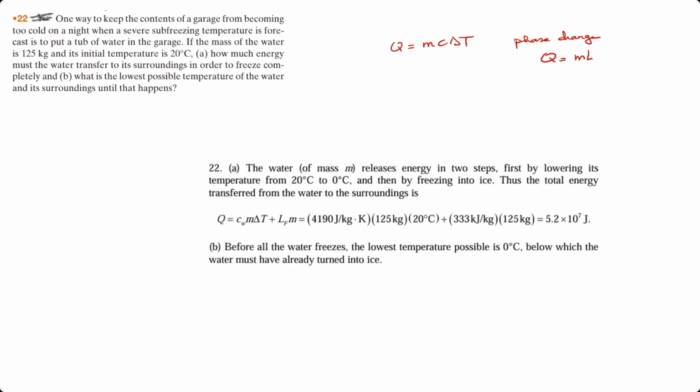One way to keep the contents of a garage from becoming too cold on a night when a severe sub-freezing temperature is forecast is to put a tub of water in the garage. If the mass of the water is 125 kilograms, so let's just write the given down, 125, and its initial temperature is 20, how much energy must the water transfer to the surrounding in order to freeze completely? So we're gonna check Q for the water to freeze completely.